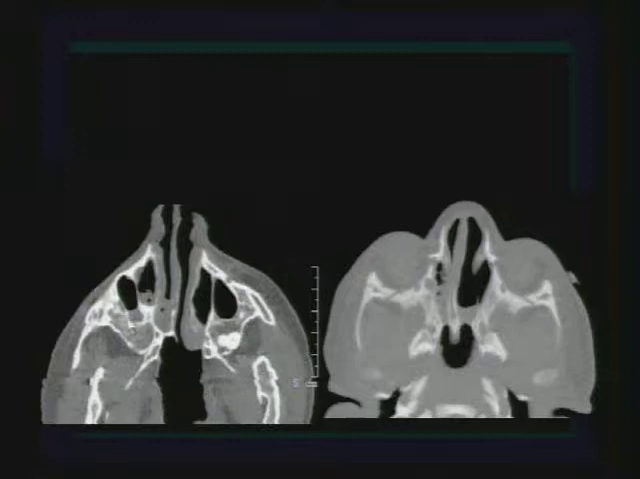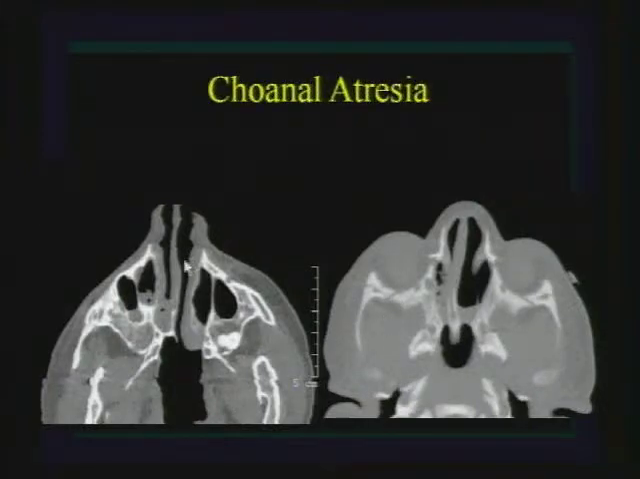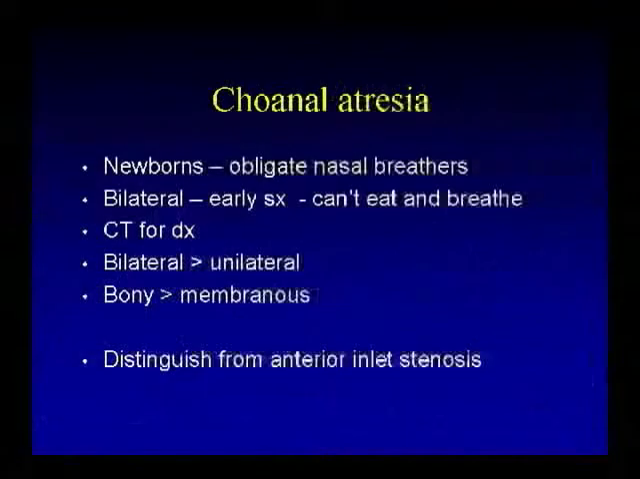Here's two examples of a condition which you probably already thought of looking at the picture. This is a bony example, and this is a membranous example of choanal atresia. You can notice that there's a patent nasal passage on one side here, so this is a unilateral, and this is a bilateral condition. Newborns are obligate nasal breathers, so if they try to eat and breathe at the same time, they get in trouble, and they can't pass an NG tube. Generally now we use CT for diagnosis. It's very quick, and you can use a very low dose. Bilateral is more common than unilateral, and bony choanal atresia is more common than membranous.